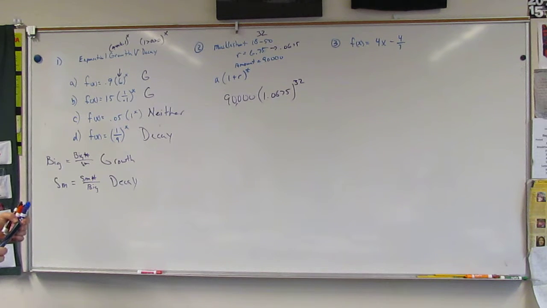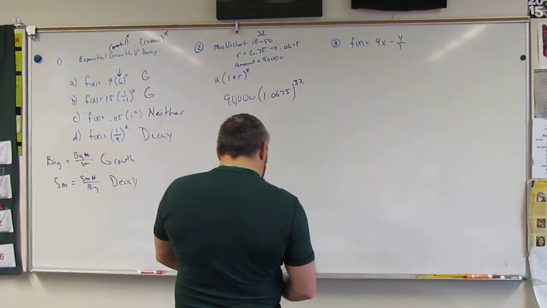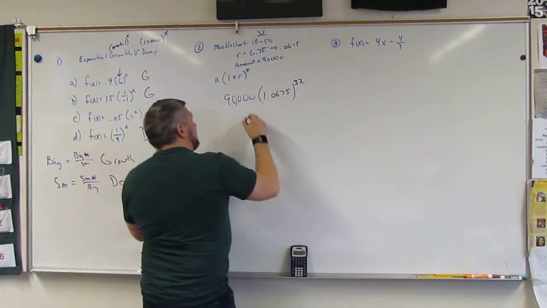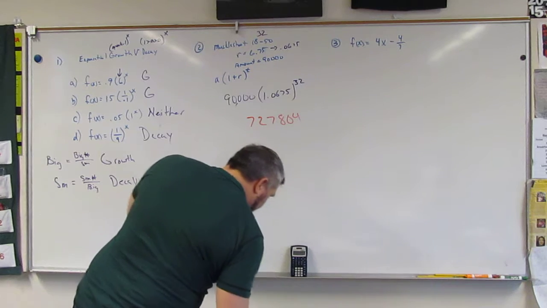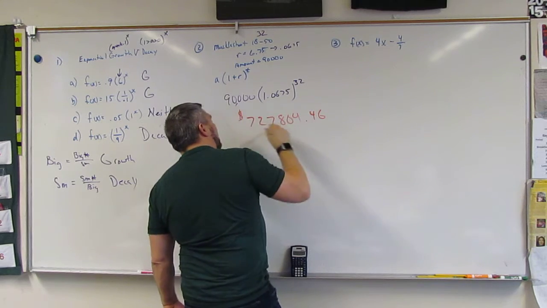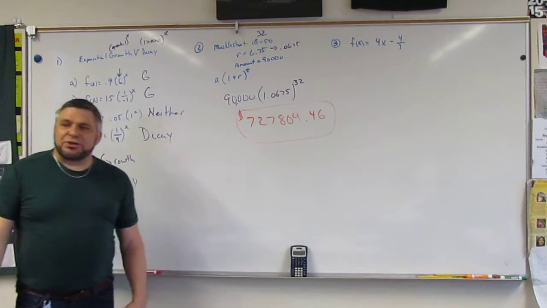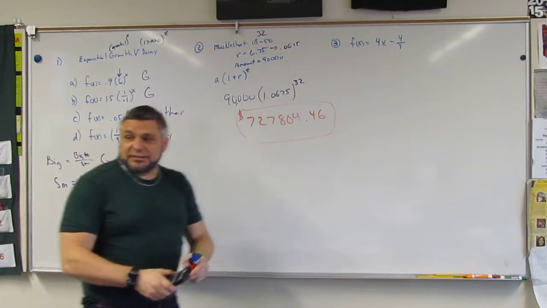And you get 90,000 times 1.0675 raised to the 32 equals 727,804 and 46 cents. Now for extra credit, you can multiply that number by 0.0675.